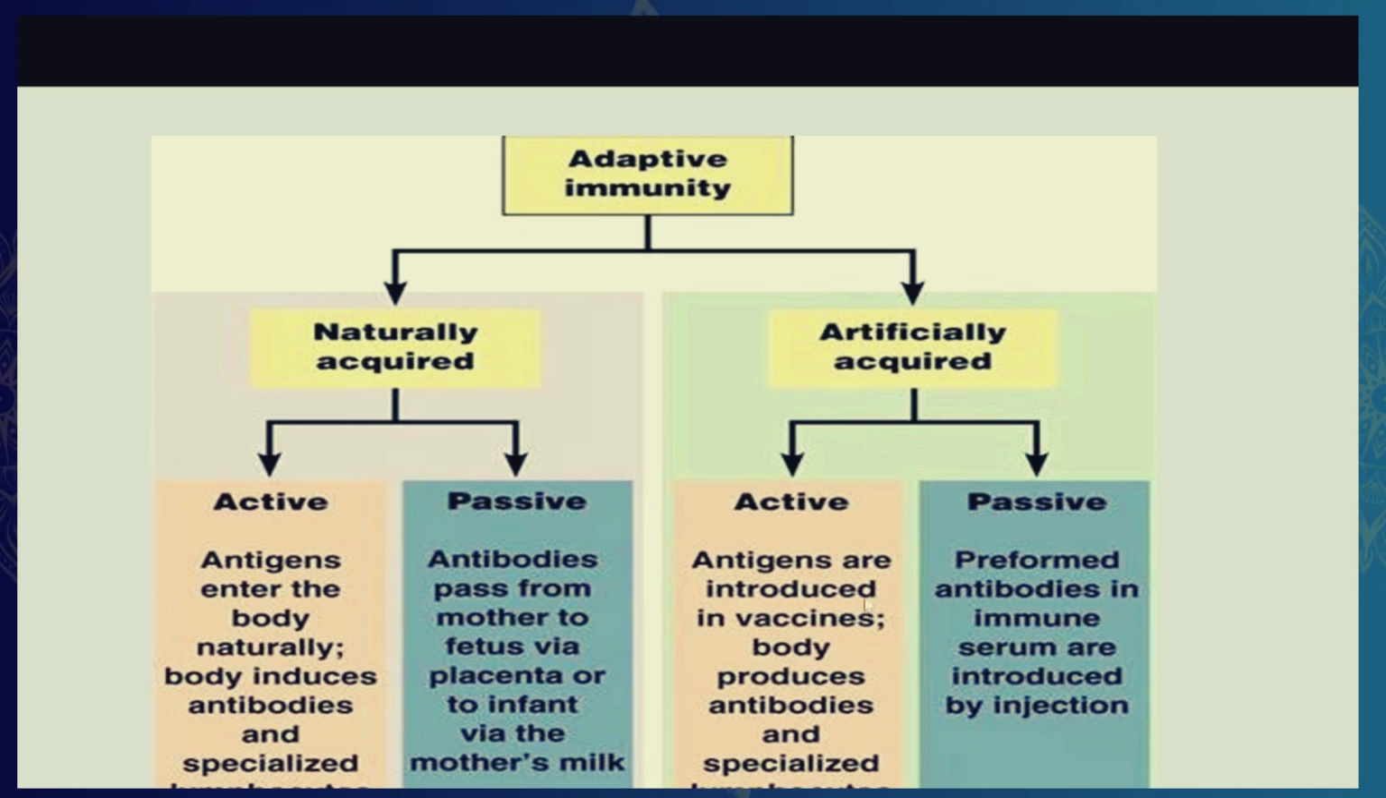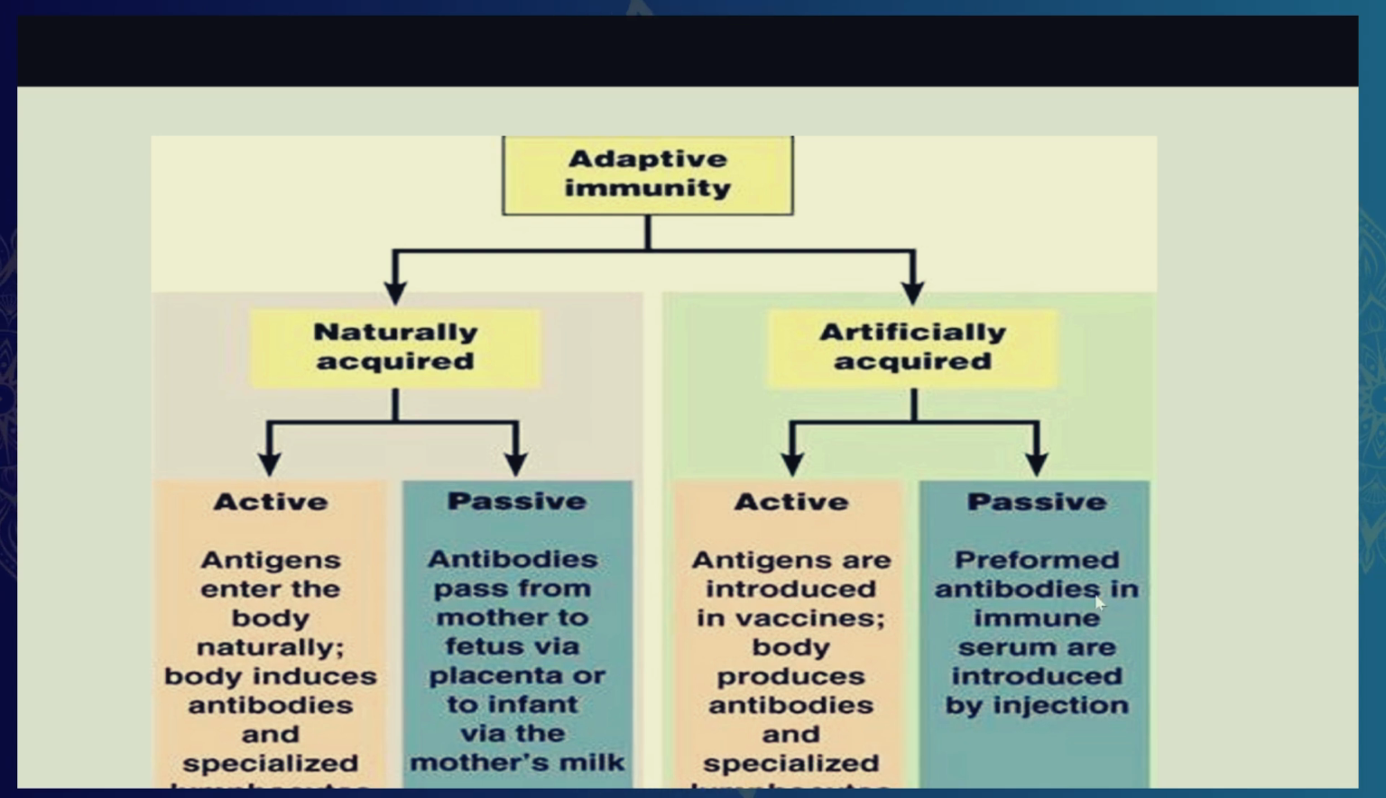What is artificially acquired immunity? Again, it can be of two types, active immunity and passive immunity. In active immunity, antigens are introduced into the body in the form of vaccines. So the body will produce the antibodies against this vaccinated antigen.